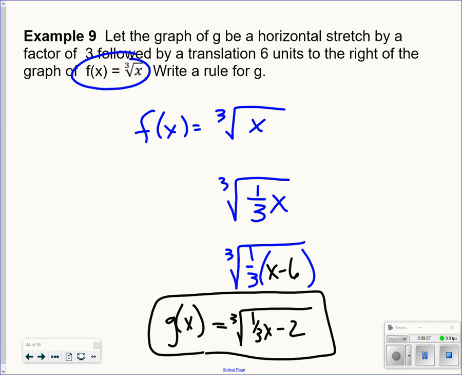So we've done this before. We're just now doing it with radicals.